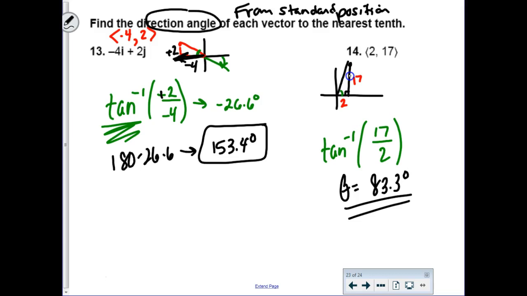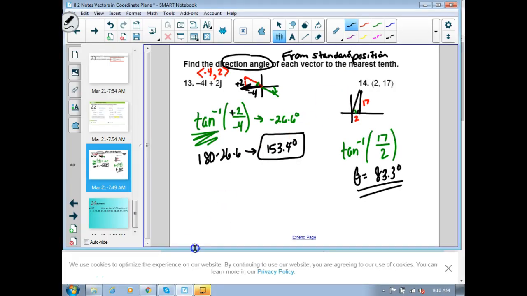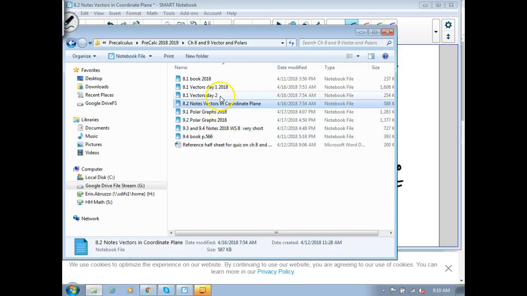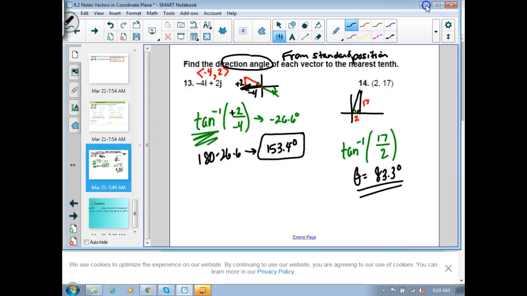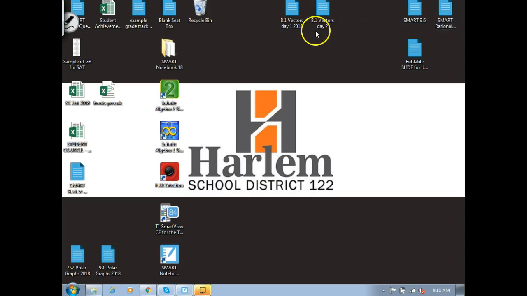We have 11 minutes left, so now tell me what homework questions you have. You want to look at that one, Hunter? It was 7. Want to look at that one? Okay. On worksheet 2, which I think I have somewhere. Where did I put that? Vectors day 2, I think it's there.